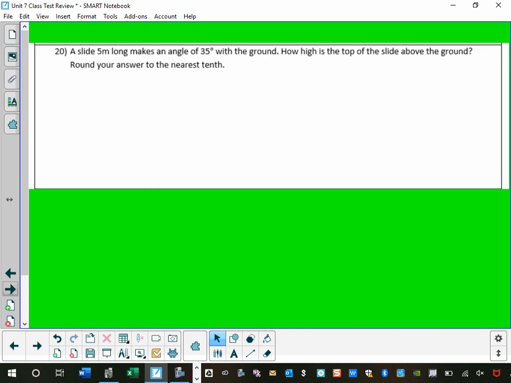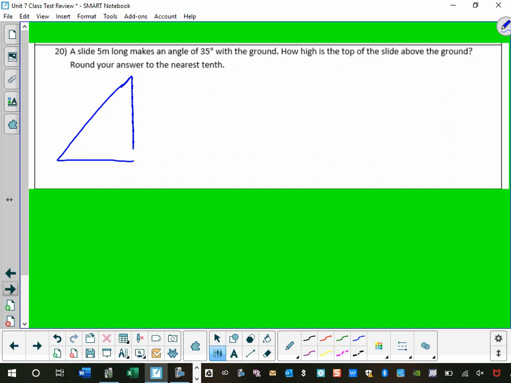All right, so number 20, it says a slide 5 meters long makes an angle of 35 degrees with the ground. How high is the top of the slide above the ground? Round your answer to the nearest tenth. All right, so draw a picture. There's your slide. So that's going to start by a triangle. It says it's a 5-meter slide. It makes a 35-degree angle with the ground. So is that angle going to be at the bottom here or the top here? The bottom, it says it makes it with the ground. How high is the top of the slide above the ground?